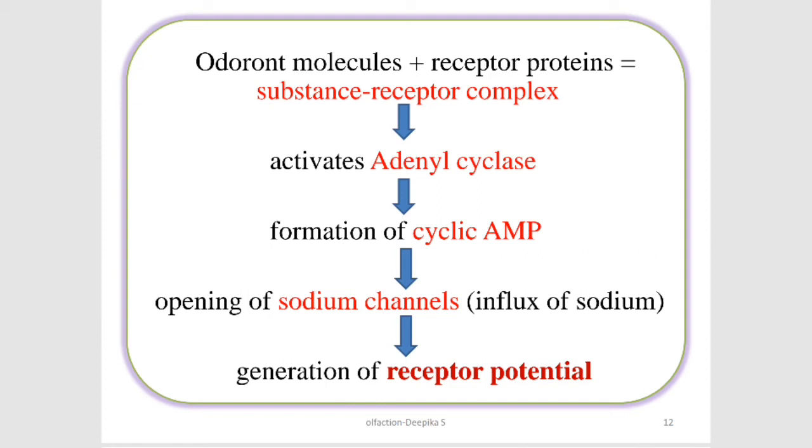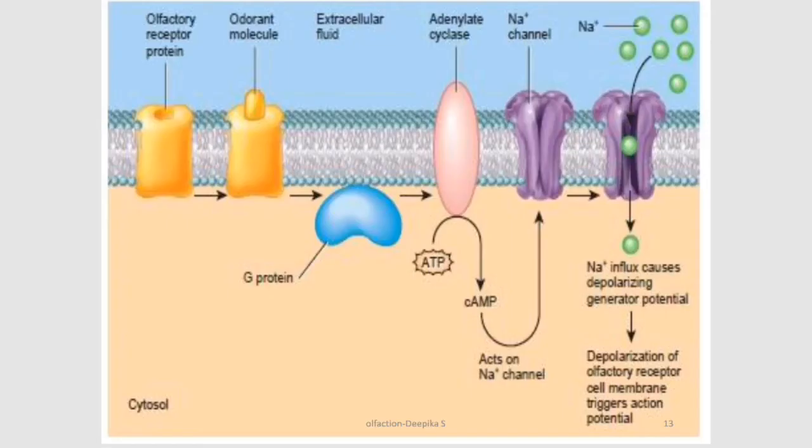This substance-receptor complex will activate the adenylyl cyclase enzyme. As a result, there will be formation of cyclic adenosine monophosphate. So this cyclic AMP leads to opening of the sodium channel in the receptor cell. As a result, there will be influx of sodium ions, leading to the generation of a receptor potential inside the receptor cells. In this image, we can see the mechanism involved in olfactory transduction.